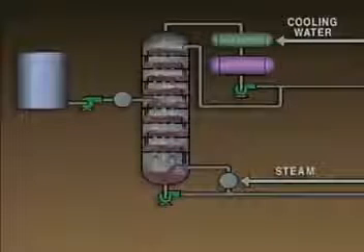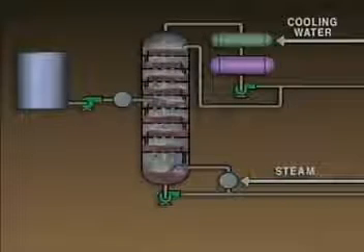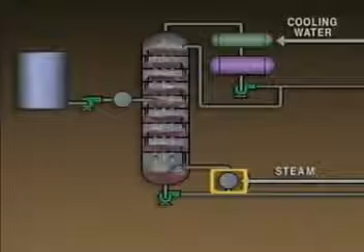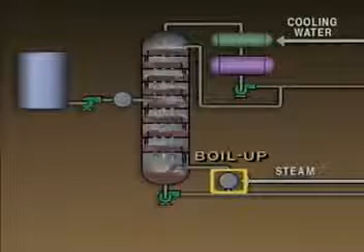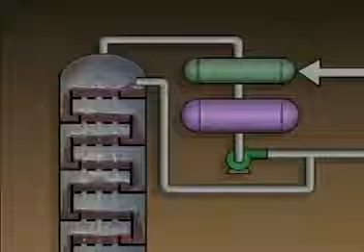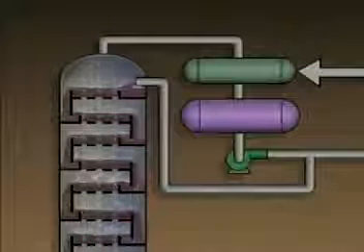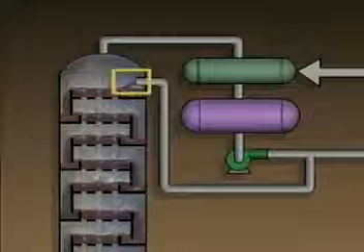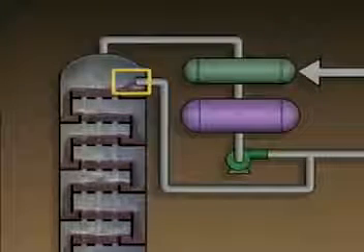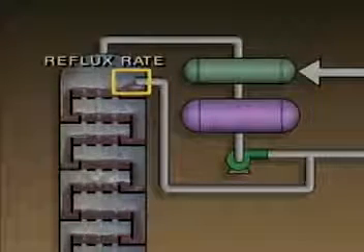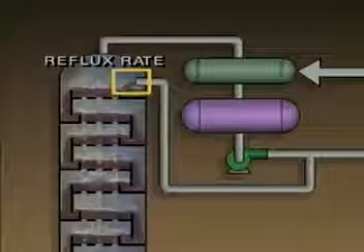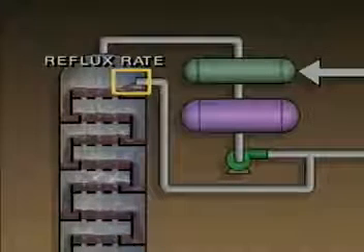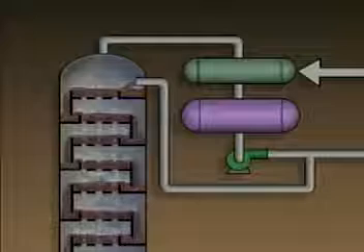At the bottom of the tower, temperature is controlled by the amount of heat that is added by the reboiler. This added heat is referred to as boil up. The temperature at the top of the tower is controlled by the amount or the temperature of the cool liquid that's pumped back into the tower from the overhead receiver. This is called the reflux rate. Increasing the reflux rate decreases the temperature at the top of the tower.